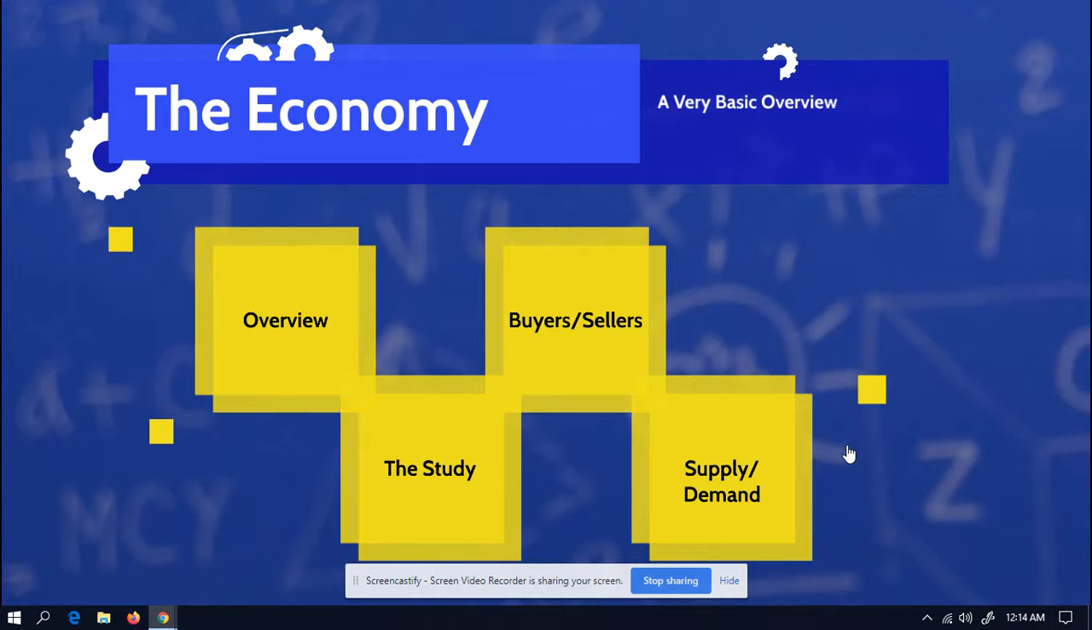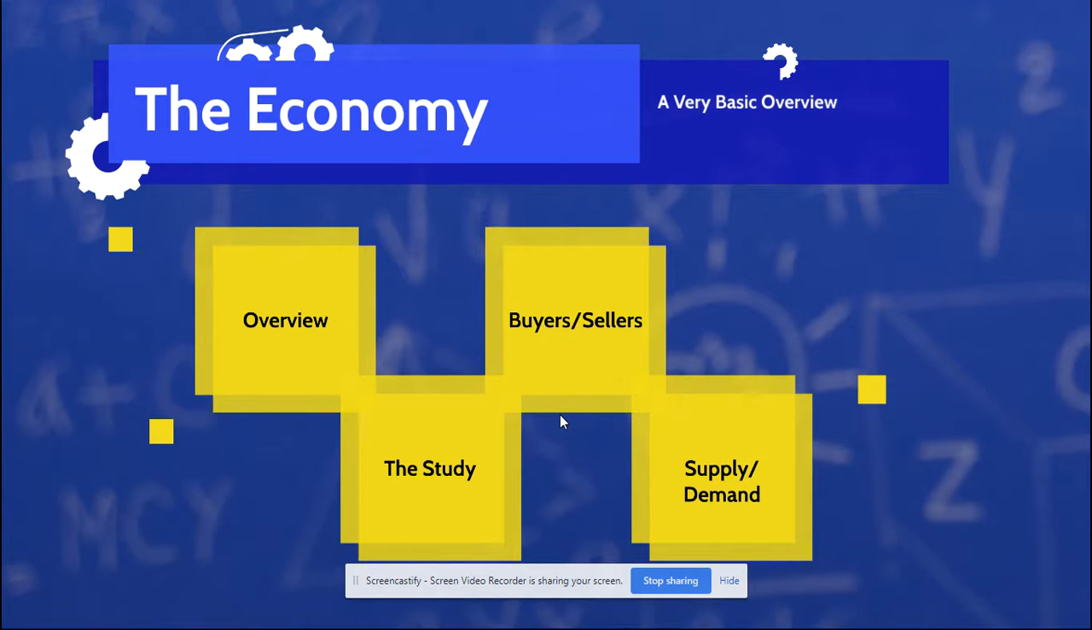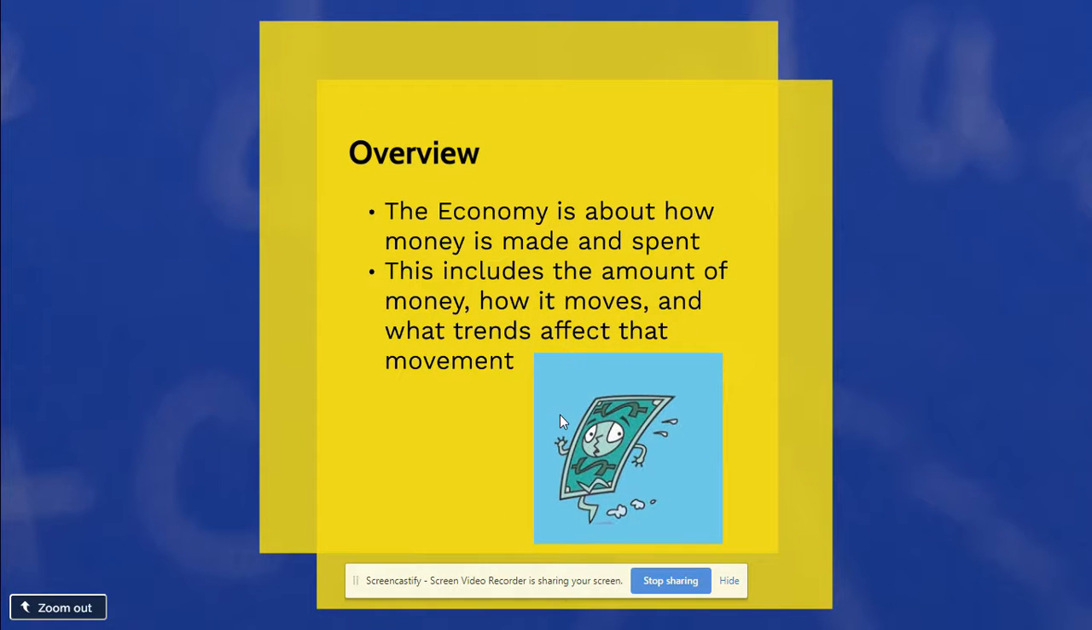Okay, so a very quick overview of what the economy is. So the economy is all about how money is made and how it's spent and how money moves around. And so whether that's a local economy, a national economy, or a global economy, money is how the economy is, how money is moving around those environments. So here you can see money moving around running. So the study of economics is what trends affect the movement of money and how individuals and large scale corporations work to influence how money moves around.